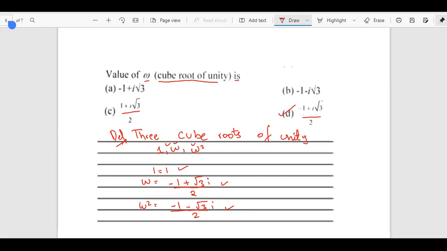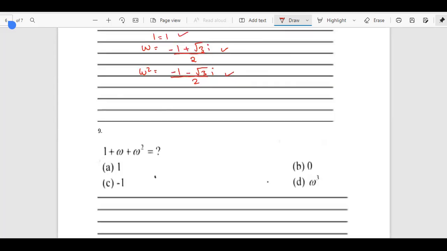Okay, now let's talk about the 9th question. We need to find 1 plus omega plus omega square. So basically we are finding the sum of 3 cube roots of unity. So let's just write down 1 is 1, then omega is minus 1 plus under root 3 iota by 2. We can write it in brackets, and then we have omega square. And guys, be very careful. At times students just square up this term. You don't have to square up this term. This already has square. So this is minus 1 minus under root 3 iota by 2.